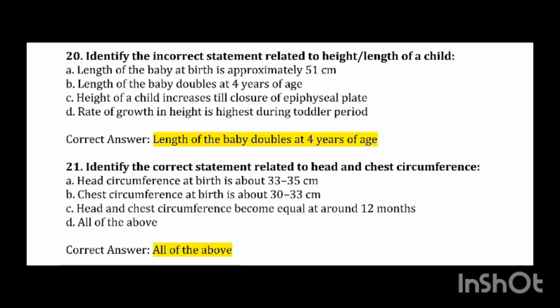So as you know, the head circumference at birth is 33 to 35 centimeter, it is a correct statement, and also the chest circumference is 30 to 33 centimeter, it is also a correct statement, and option 3 is also a correct statement for this question. So all of the above is the correct answer.